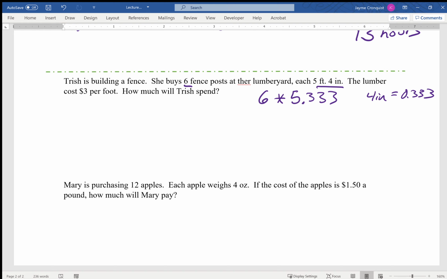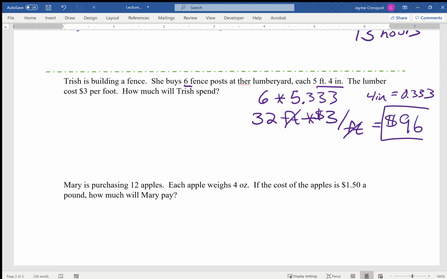6 times, okay, that rounds to 32. So I have 32 feet. And that's going to be times $3 per foot. So the feet are going to cross out, and I'm left with how many dollars? 32 times 3 is going to be $96. Okay.